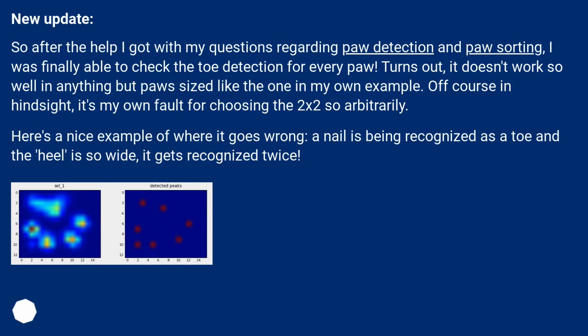New update. So after the help I got with my questions regarding paw detection and paw sorting, I was finally able to check the toe detection for every paw. Turns out, it doesn't work so well in anything but paws sized like the one in my own example. Of course, in hindsight, it's my own fault for choosing the 2x2 so arbitrarily. Here's a nice example of where it goes wrong. A nail is being recognized as a toe and the heel is so wide, it gets recognized twice.